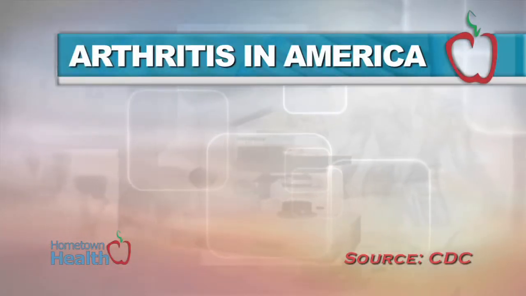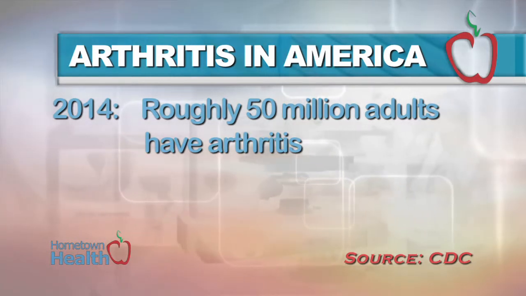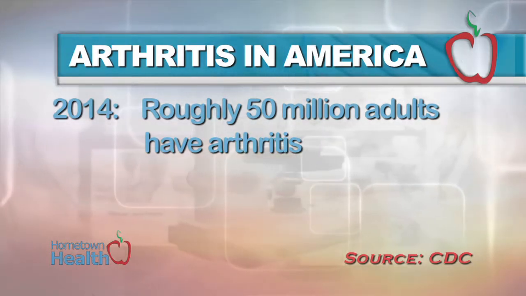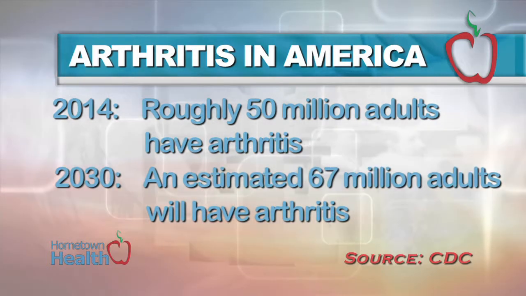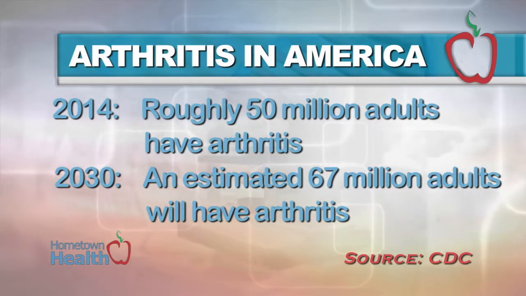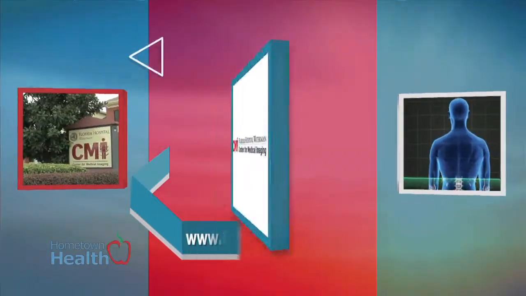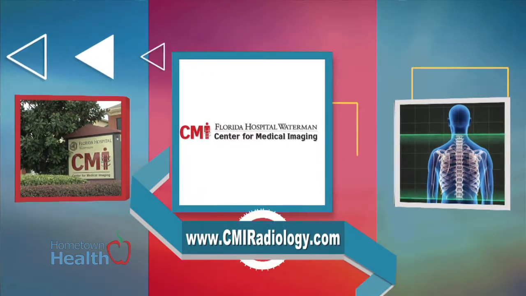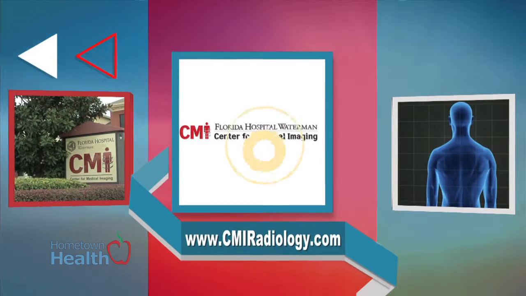According to the Centers for Disease Control and Prevention, an estimated 50 million U.S. adults, about 1 in 5, report having doctor-diagnosed arthritis. As the U.S. population ages, the number of adults with arthritis is expected to increase sharply to 67 million by 2030. Dr. Rohan Watson, radiologist at the Center for Medical Imaging, explains how MR is used to diagnose inflammatory arthritis.